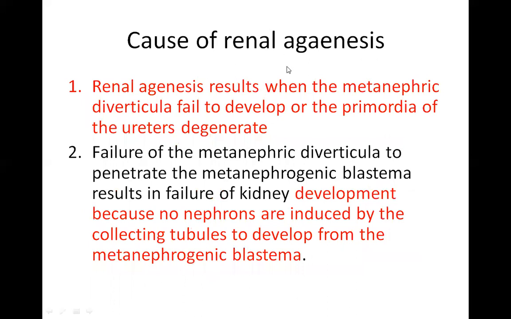I told you what the cause of renal agenesis is. Mainly it results when the metanephric diverticula, or the ureteric bud, fail to develop, or the primordia of the ureters degenerate. In the absence of the ureteric bud, it will not induce the metanephric blastema, and thus it results in the failure of development of the kidney.